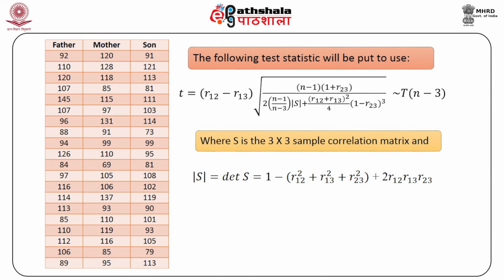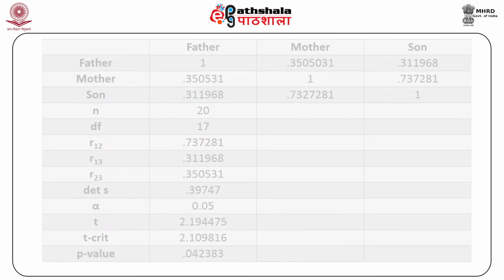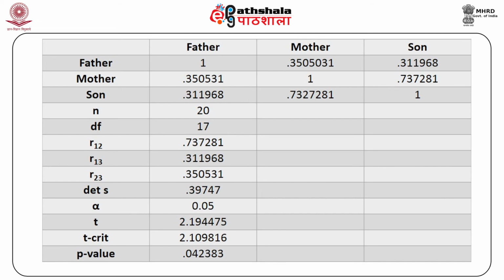The following test statistic will be put to use. T is equal to the following equation, where S is the 3 by 3 sample correlational matrix and its determinant is calculated using the equation. We have already discussed these two things in the previous section. The results of the above data that we have in the table for the 20 couples and their son are used, and we substitute the values in the equations that we have just discussed. The result is displayed, where the upper part of the figure contains the correlational matrix also.